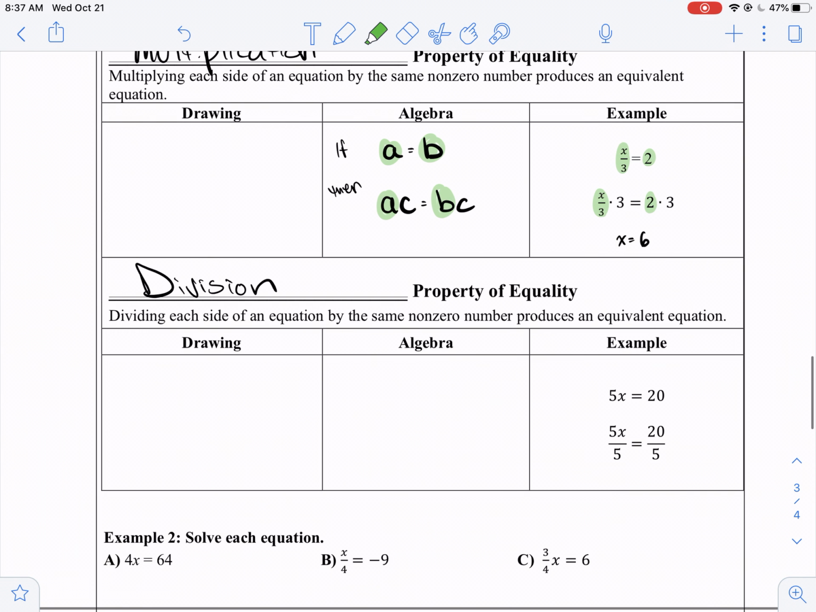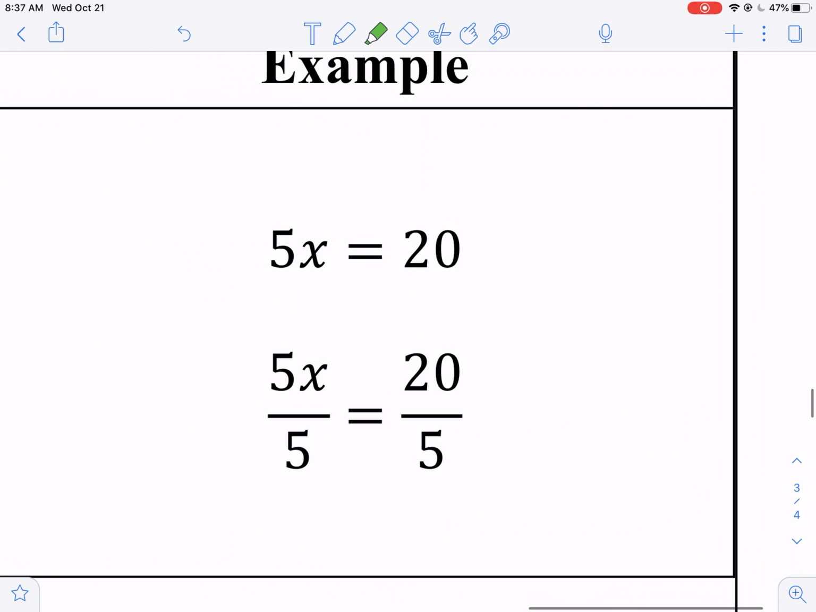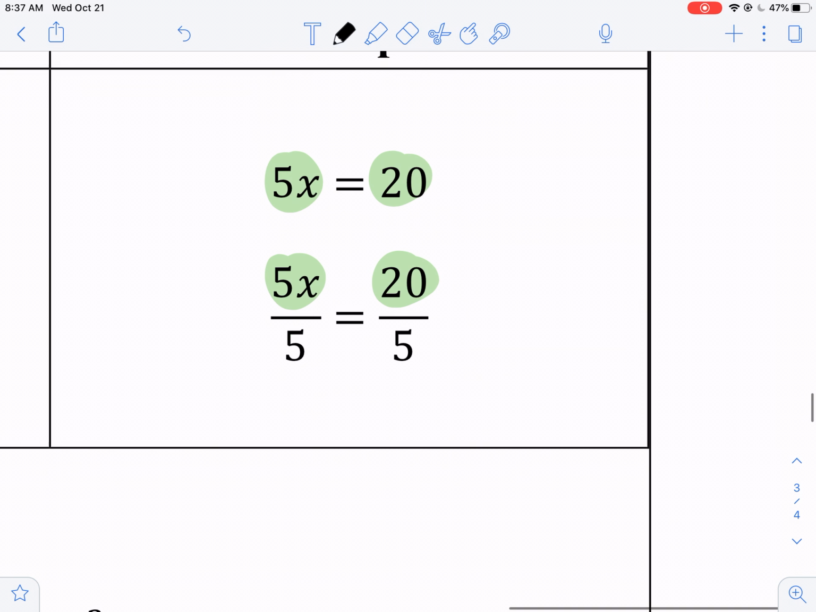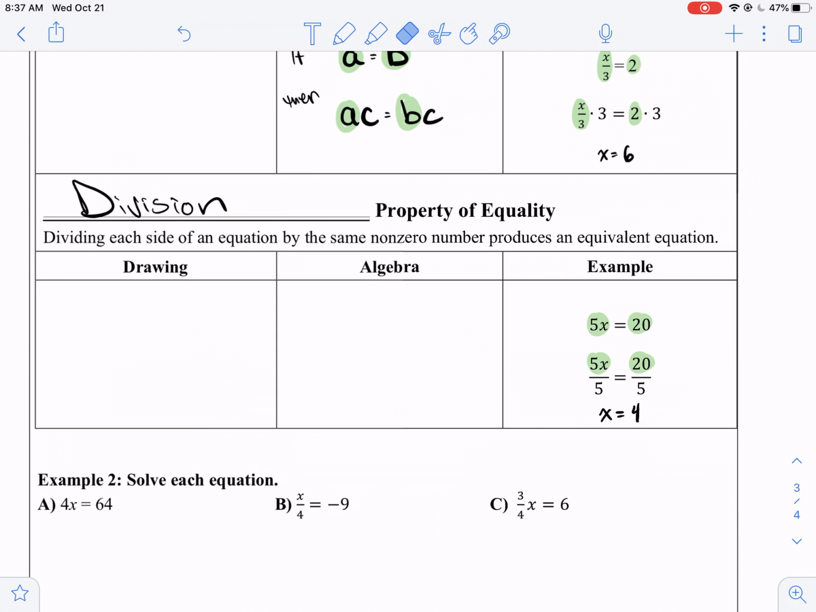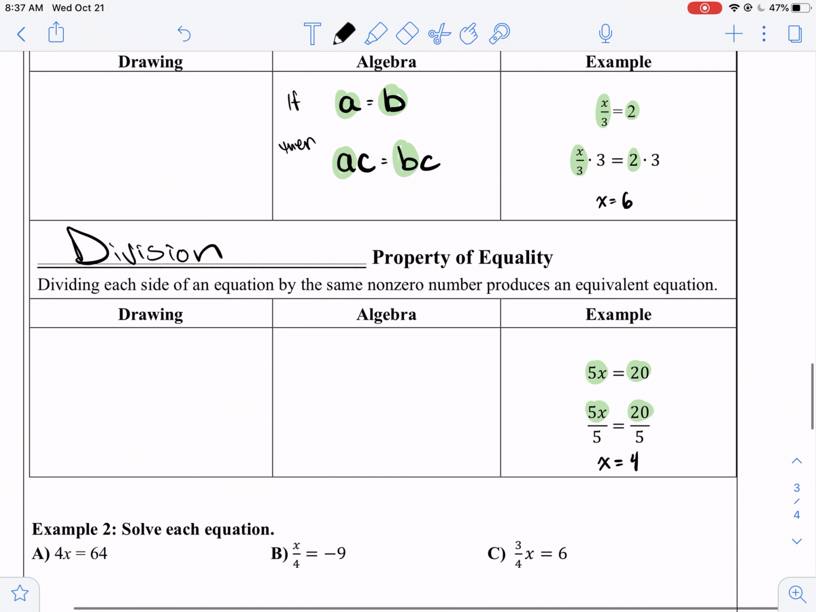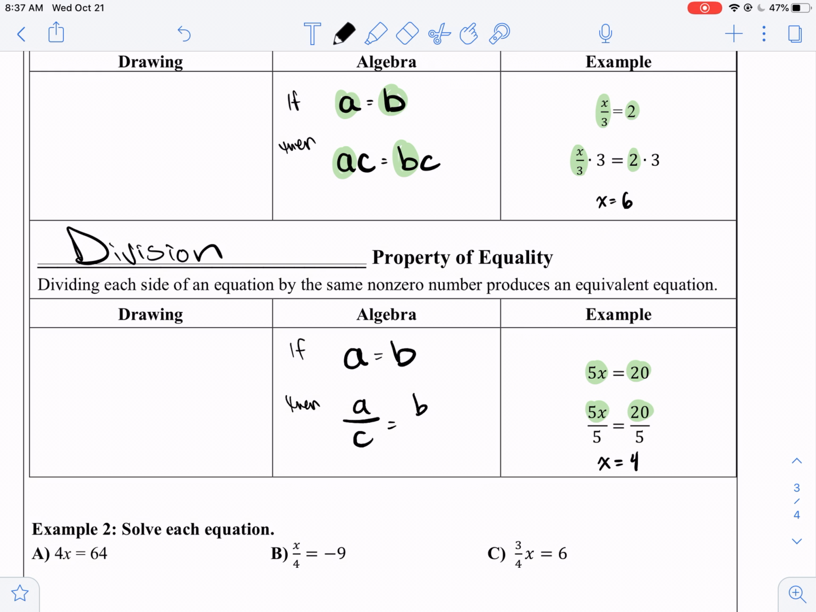The same thing works with division. Here we have two expressions equal to each other. We have 5x equals 20, and 5x divided by 5 is equal to 20 divided by 5. These 5's will undo each other, giving us x equals 20 divided by 5, which is 4. So what that looks like in a generic algebra sense is if we have two numbers, a equal to b, then we divide them by the same thing, they're still equal. So as long as a is equal to b, then a divided by c is going to be equal to b divided by c. Again, we're not going to do these drawings.